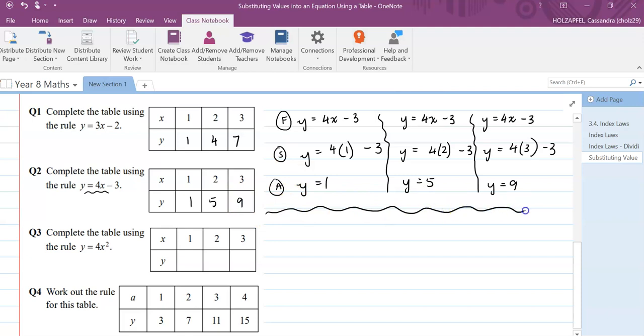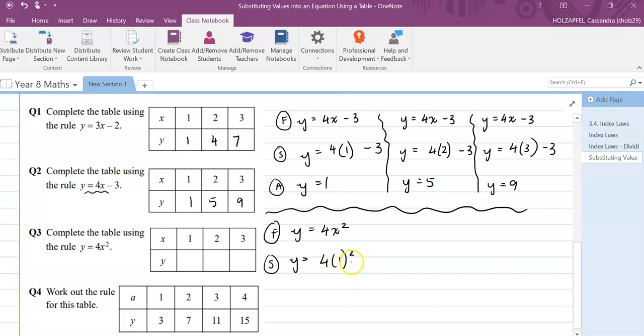All right, so let's just keep going. So let's do another example here. So complete the table using the rule y is equal to 4x squared. So this one's a little bit more complicated than the previous example, but it shouldn't be too tricky. We'll follow the exact same process. So starting off with our formula, y is equal to 4x squared. So we'll substitute in this value for x. So when x is equal to 1, y is equal to 4 lots of 1 squared.